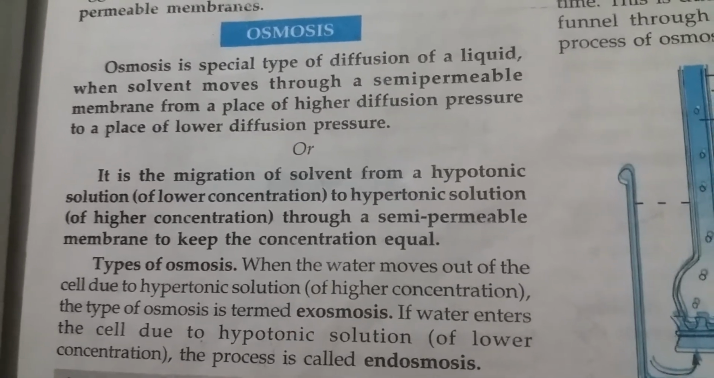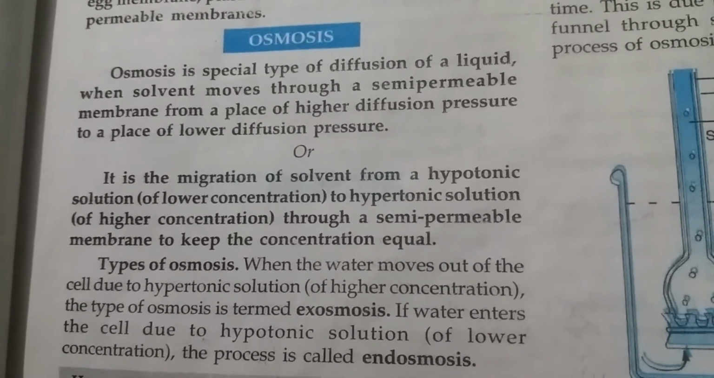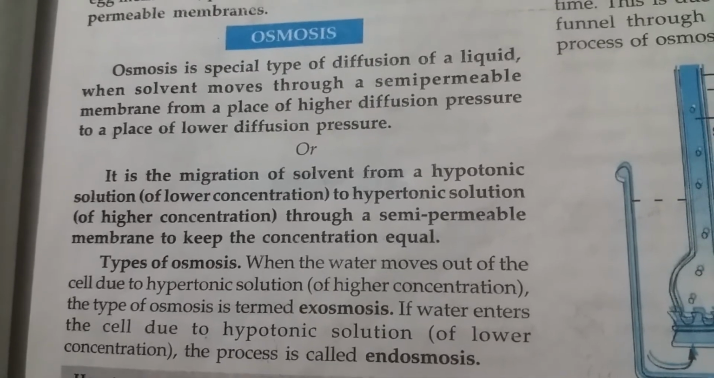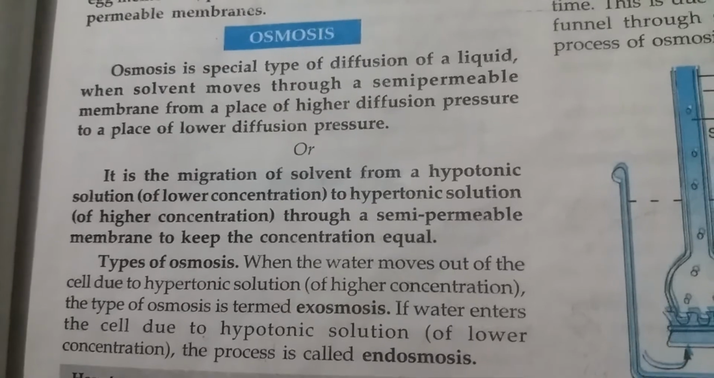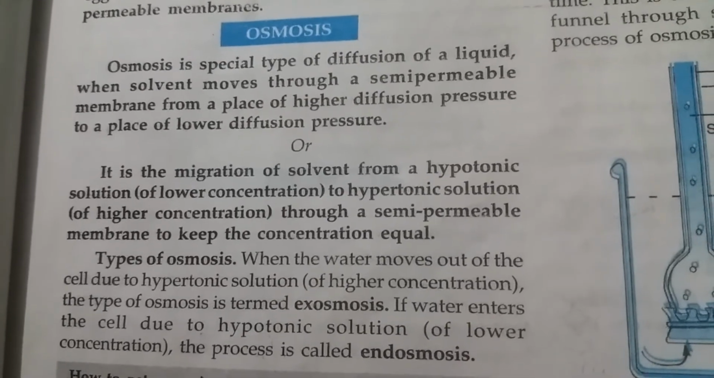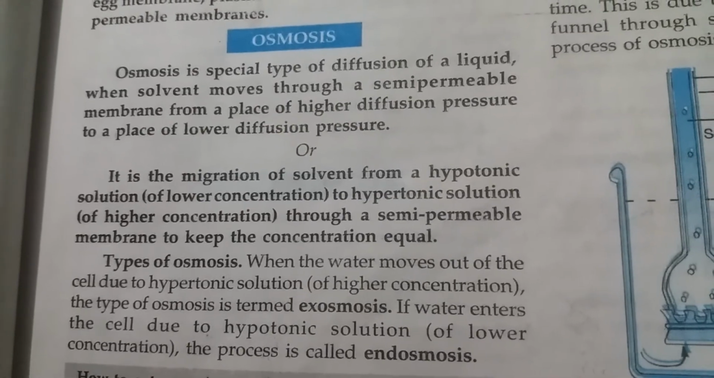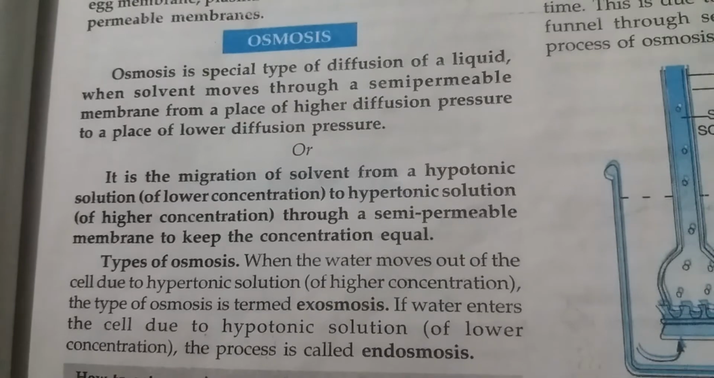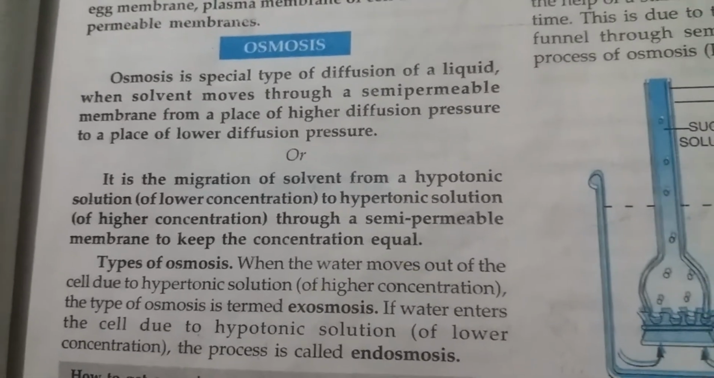Now types of osmosis. This is on the basis of solution. When the water moves out of the cell due to hypertonic solution of higher concentration, the type of osmosis is termed as exosmosis, because it is out of the cells. Exo means out and endo means in, and next is endosmosis. If water enters the cell due to hypotonic solution, this process is known as endosmosis.